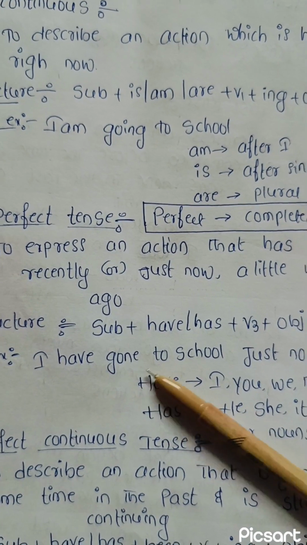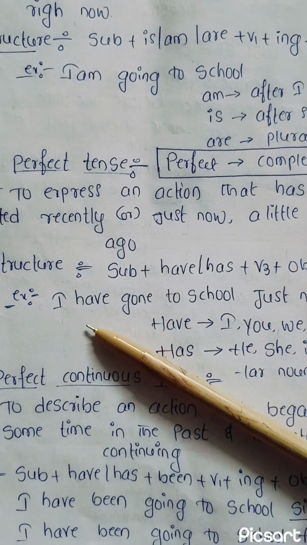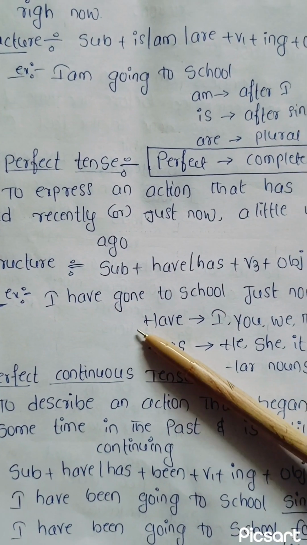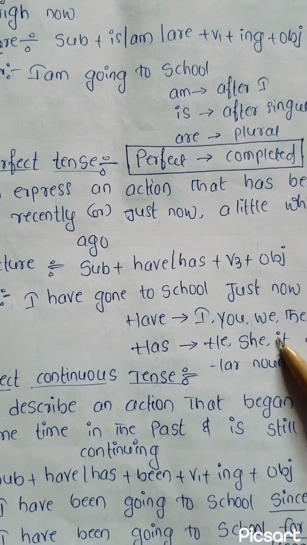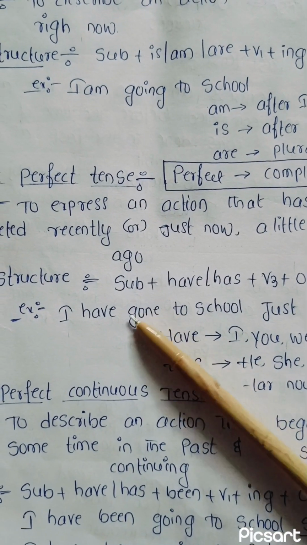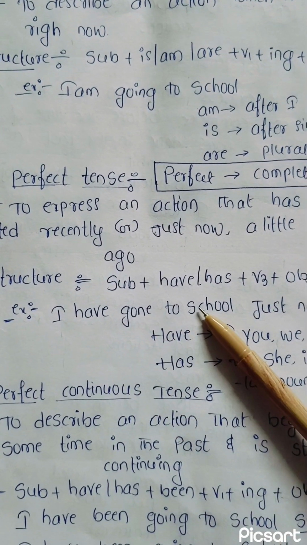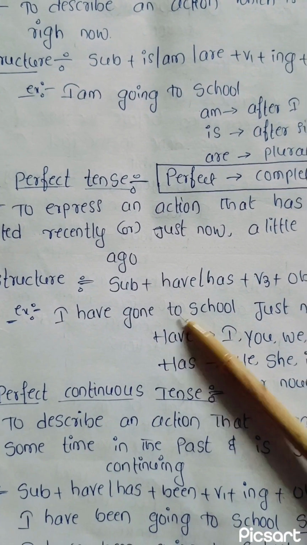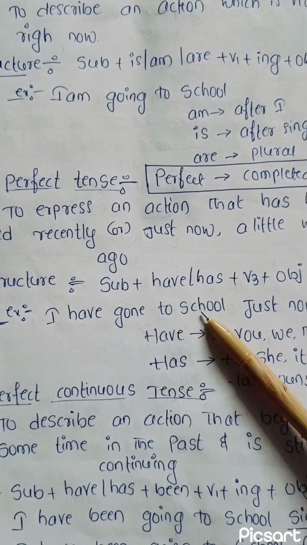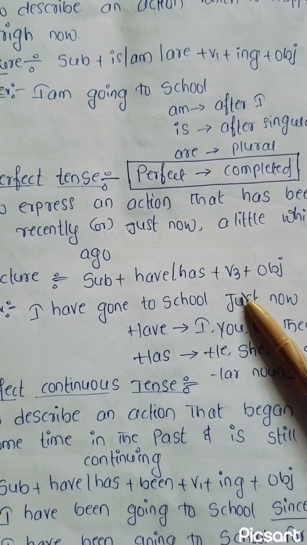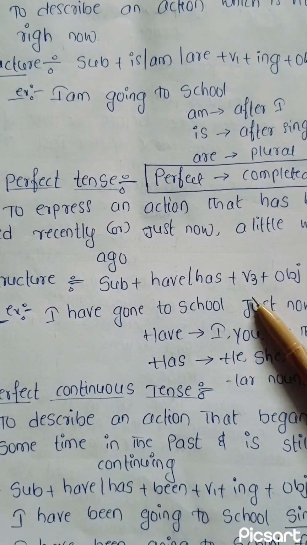For example, I have gone to school just now. What is the subject in this example? I. After I, what do we have to use? Have. After I, you, we, they, we use have. After he, she, it and singular nouns, we use has. Here the subject is I, so we use have. In this perfect tense, we use the V3 form. What is the V3 form of go? Gone. I have gone to school just now. We use just now to indicate that the action was completed recently.